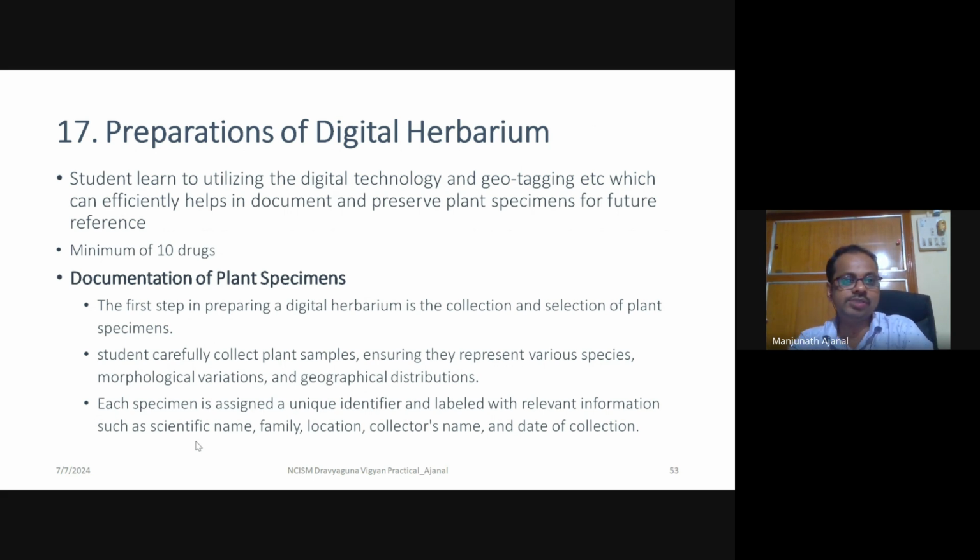And the last one is digital herbaria. Here the student needs to prepare a minimum of 10 digital herbaria. The procedure is very simple. The student first prepares the digital herbarium collection, selecting the particular plant specimen, and carefully collects the plant samples and ensures they represent various species, morphological variation and geographical distribution.